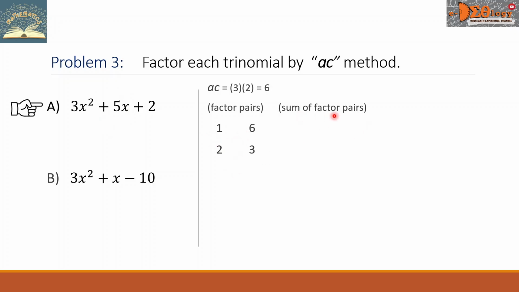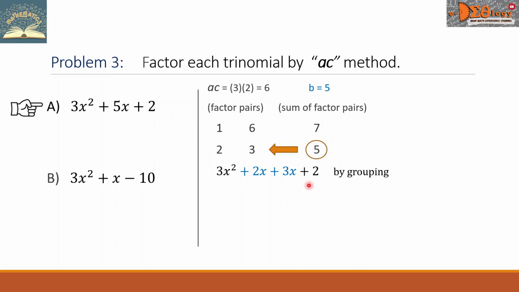Then we write the sum of factor pairs. We have 7 and 5 respectively. Considering the middle term or the b to be 5, looking for number 5 on this column, it corresponds to the factor pair 2 and 3. And this is what we will do next. We're going to write again our problem down here, but in the middle term, we will rewrite this using the factor pair. So it becomes like this. The 3x squared is here. For the 5x, we split it into 2x plus 3x. And this plus 2 is coming here.